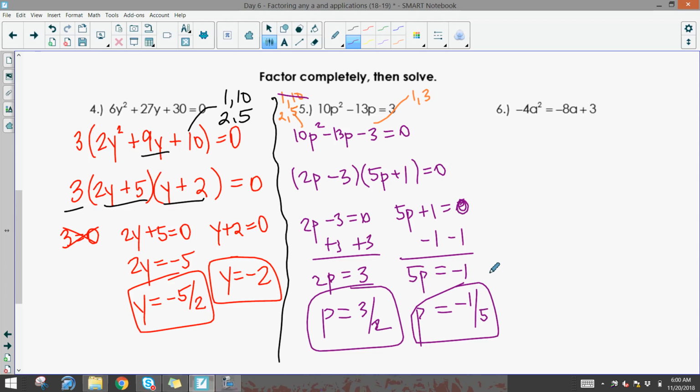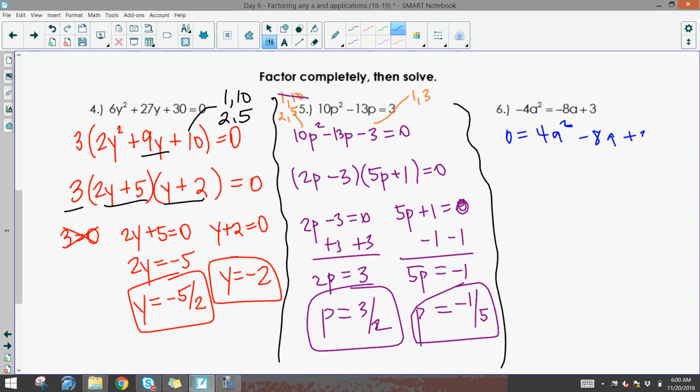Okay. All right. Last but not least, we have number 6. If you look at number 6, you guys, yesterday we talked about a problem like this where I brought everything over, but I don't want my a squared to be negative if I can avoid it. So what I'm actually going to do is add 4a squared over to the right hand side. So I have 0 equals a positive 4a squared because I added it over. And then that minus 8a plus 3 stays the same.